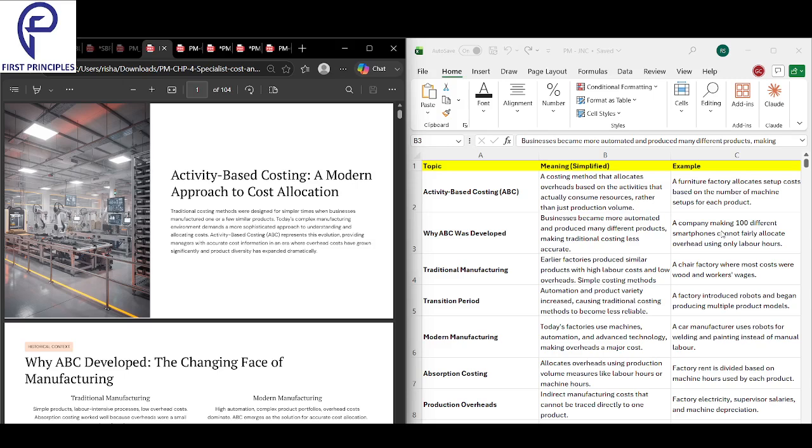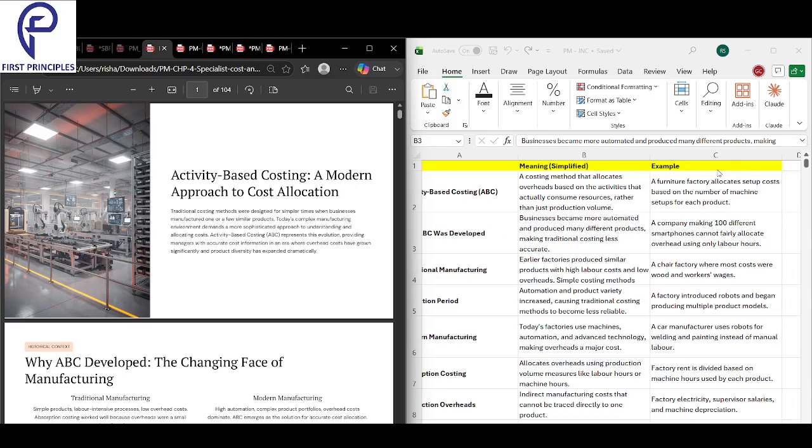Here we have activity-based costing to start off the proceedings. So let's get started with that. Activity costing is basically a costing method that allocates your overheads based on the activities that actually consume resources rather than just the production volume. For example, a furniture factory allocates the setup cost based on the number of machine setups for each product. So what it really means is that it's a costing method that allocates all the overheads.